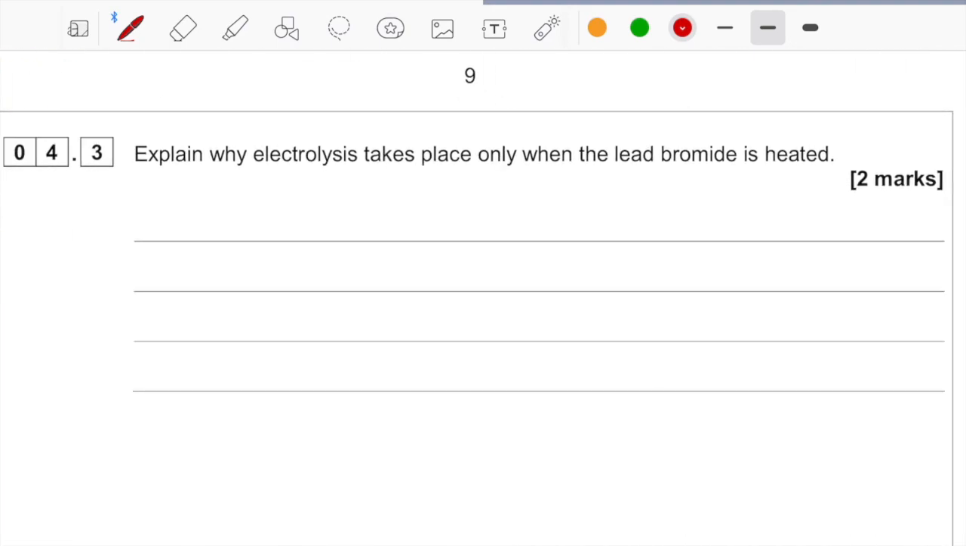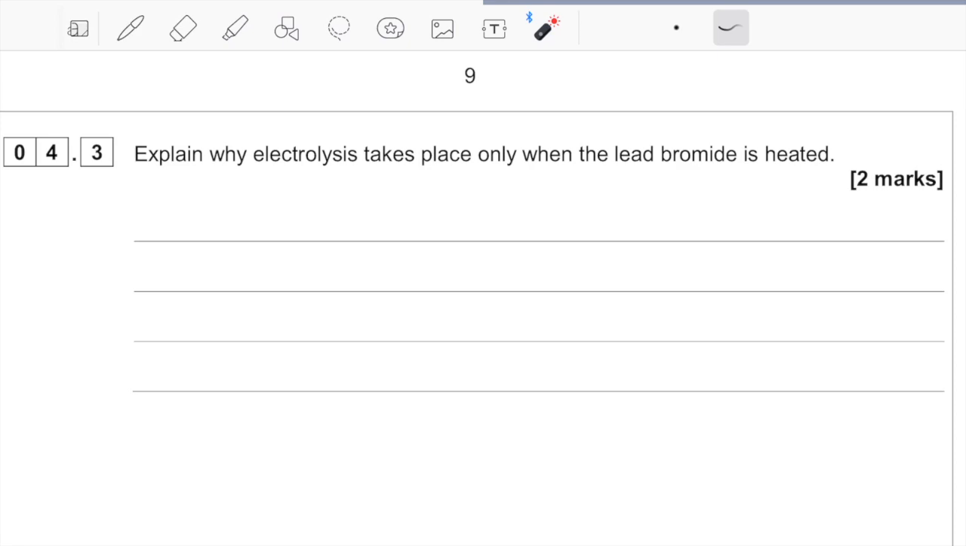Explain why electrolysis takes place only when the lead bromide is heated. Well, the very first part of this question was to explain the forces of attraction in the solid ionic lattice. In a solid particle diagram, even going back to year 7, the particles vibrate about a fixed point, so they can't move. The ions are not free to move. You need to produce a liquid for that to be possible.